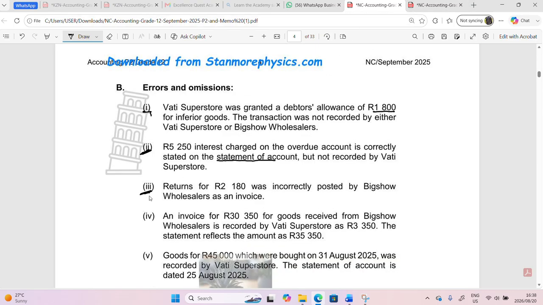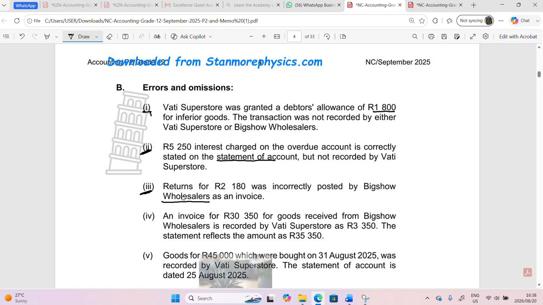And then number 3, returns for 2,150 was incorrectly posted by Big Show wholesalers as invoice. Again, I want you to read there. Who is making the mistake? It is Big Show wholesalers. So this transaction will only affect creditors reconciliation statement, the supplier side.